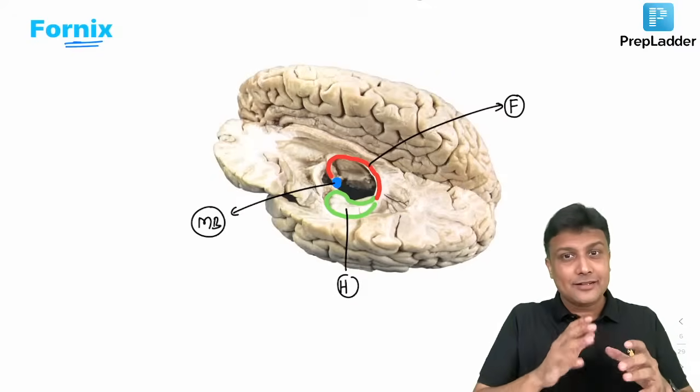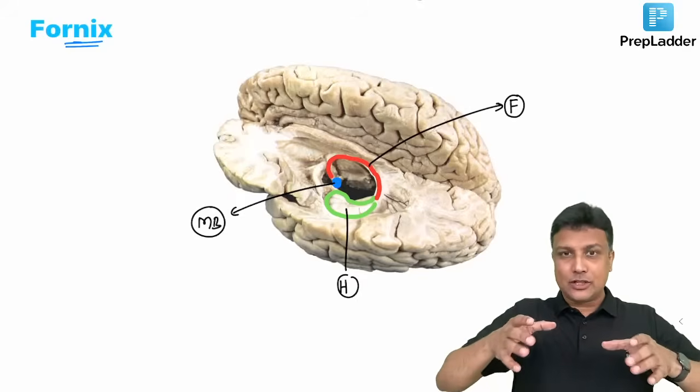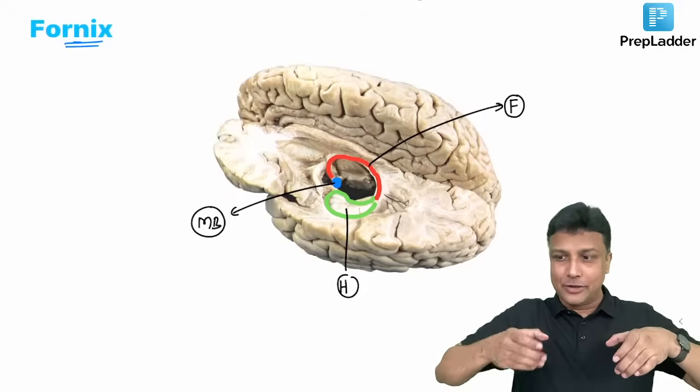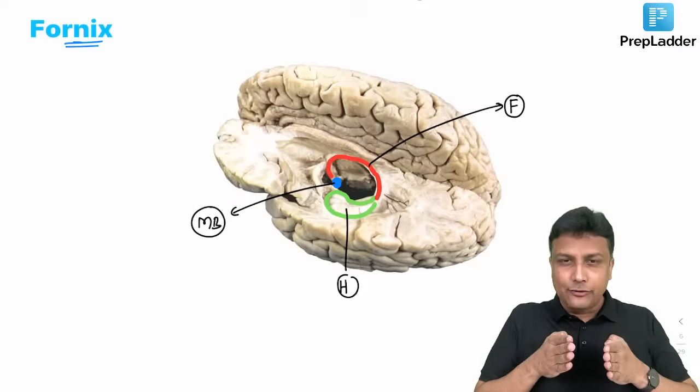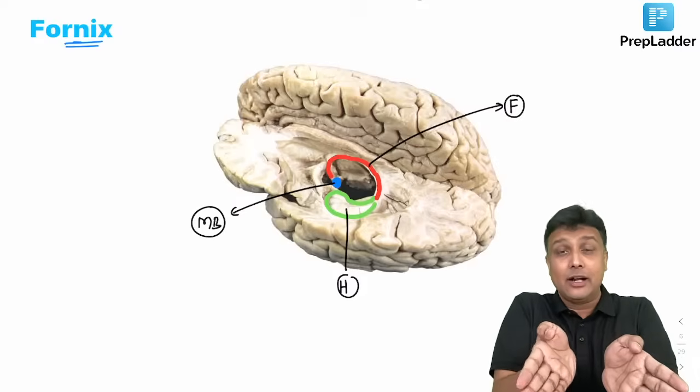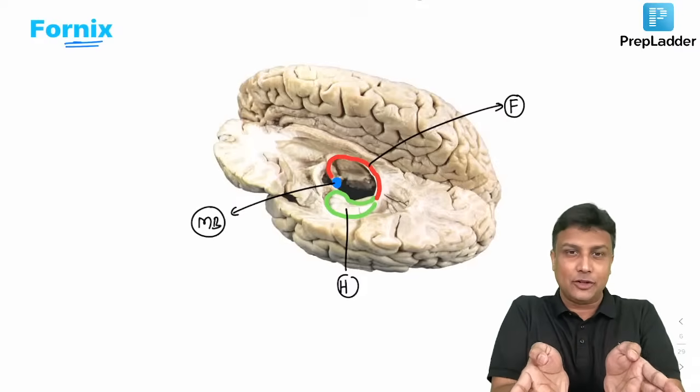Now exactly the same thing will be there on the other side also. So just look at my hands here, hippocampus and hippocampus. From both of them the fornix will begin, and the fornix is moving forward and then separating apart, attaching to the mammillary body over there.